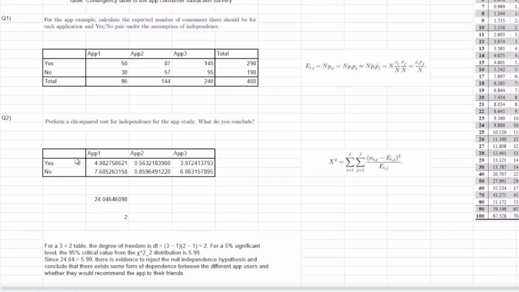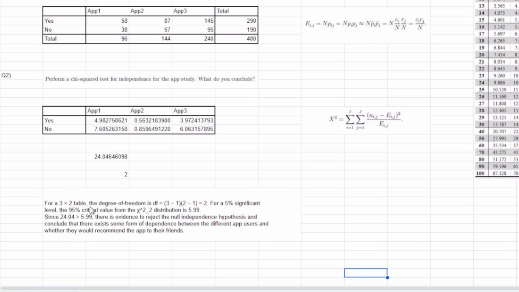So we can conclude that for a 3 times 2 table, the degrees of freedom is 2, as we figured out here. For a 5% significance level, the 95% critical value for the chi-squared distribution with 2 degrees of freedom is 5.99, as we saw on the table. Since our value is above 5.99, we have evidence to reject the null hypothesis and conclude that there exists some sort of dependence between the different app users and whether they would recommend the apps to their friends or not.